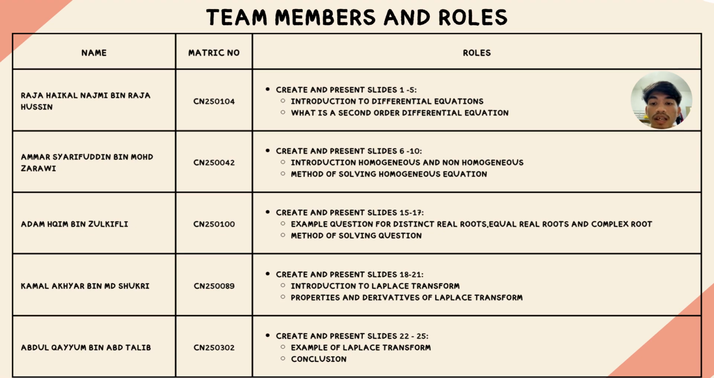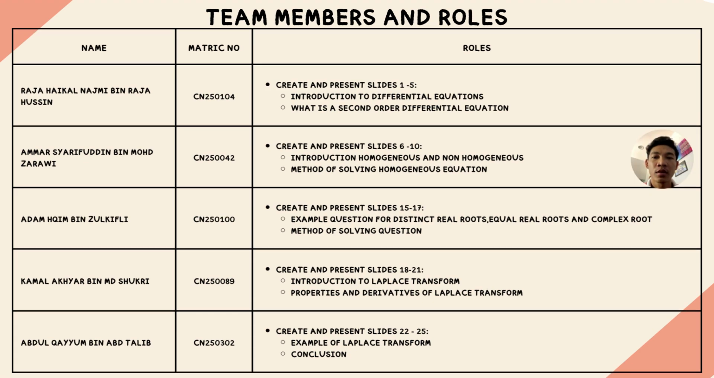My name is Raja Haikal Najmi bin Raja Hussin. My matrix number is CN250104. Assalamualaikum warahmatullahi wabarakatuh. My name is AMMAR SYARIFUDDIN bin Muhammad ZARAWI. My matrix number is CN250042. My name is HAQIM bin ZULKIFLI and my matrix number is CN250100.